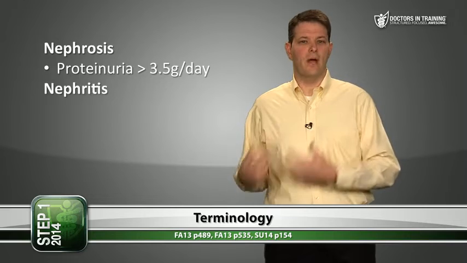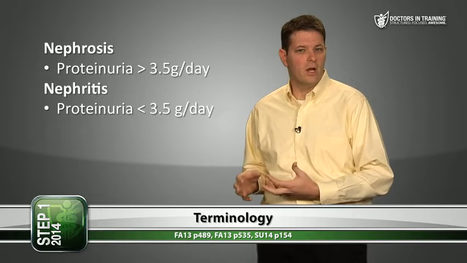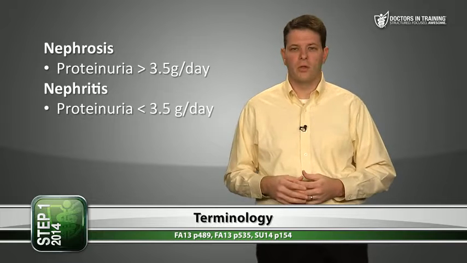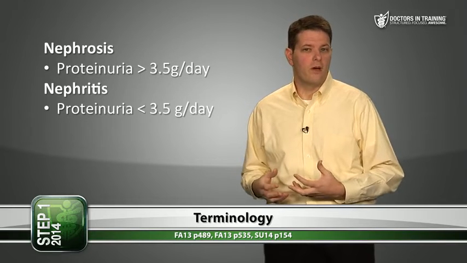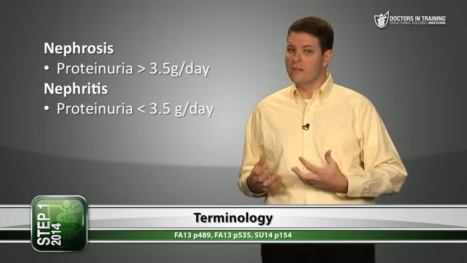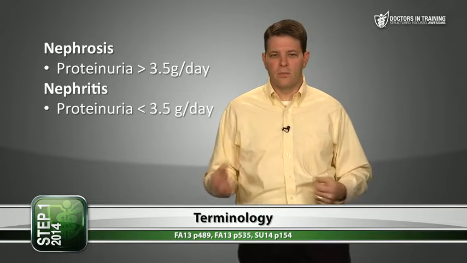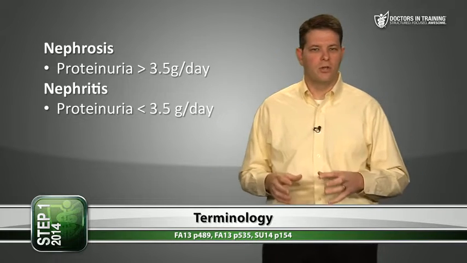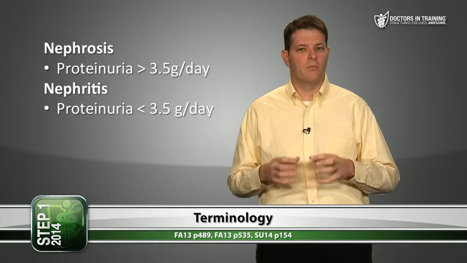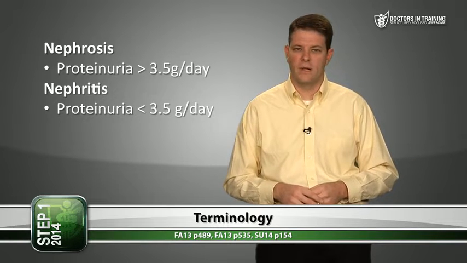Now, patients with nephritis will often have some proteinuria also, but it's usually less than that 3.5 gram cutoff. There are some types of glomerulonephritis that present with more than 3.5 grams per day. We might say they have nephrotic range proteinuria, but we could still call it nephritis. There are some other features that distinguish nephrosis from nephritis, and we're going to cover those in a little bit. But in general, just remember that more than 3.5 grams of protein per day is nephrotic, less than 3.5 grams of proteinuria is nephritic.